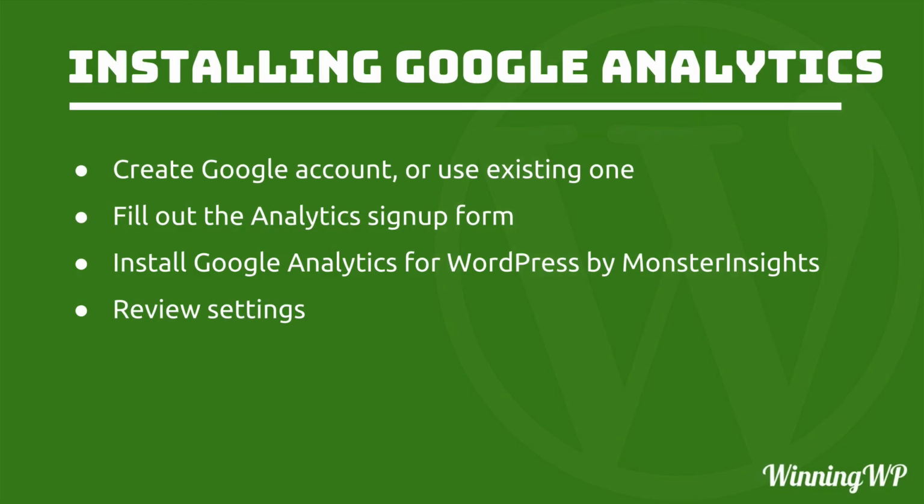So let's review. First, you need to create a Google account or use an existing one. Then we went to the Analytics page and filled out their sign-up form. But we didn't do anything with the information that they gave us. We didn't need to do anything with the UA tracking code or even all that JavaScript that we saw. Instead, we installed Google Analytics for WordPress by Monster Insights. Once it was installed, we simply had to authenticate. And we look over the settings to make sure it's working right. This process used to be much more complicated, but now because of this excellent plugin and WordPress, it's now quite simple.